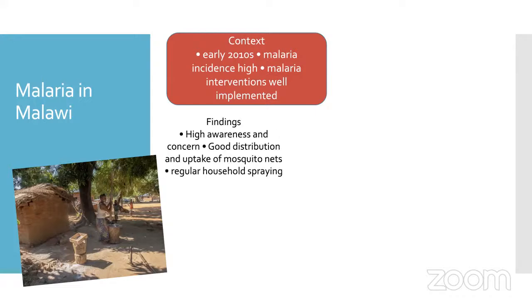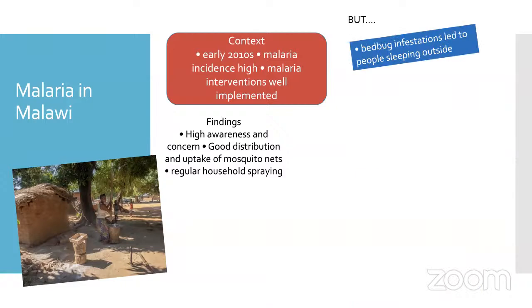So we went in to try and understand what was going on there. So we established that awareness and concern for malaria was high. People were worried about getting malaria themselves. They were particularly worried about their children getting malaria. There was a good distribution and uptake of mosquito nets. People mostly used mosquito nets overnight. And they were also aware of teams coming through to do household spraying and so forth. So the question became, so why is malaria incidence still high?